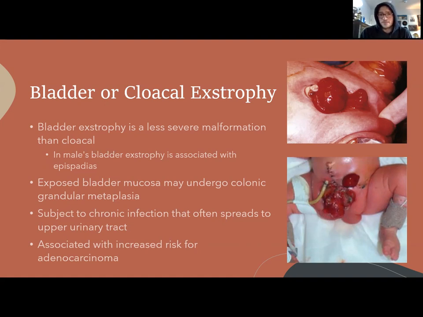The exposed bladder mucosa may undergo colonic glandular metaplasia, which does predispose it to and increase its risk for developing adenocarcinoma of the bladder. And because you have the urogenital tract or the bladder exposed to the outside environment, you are at a very high risk of developing chronic infections that can spread to the upper urinary tract and cause hydronephrosis or chronic obstructions and all of the consequences of having chronic UTIs.